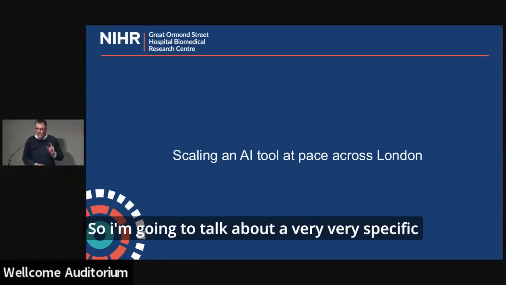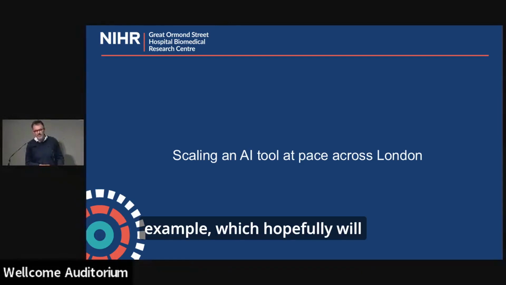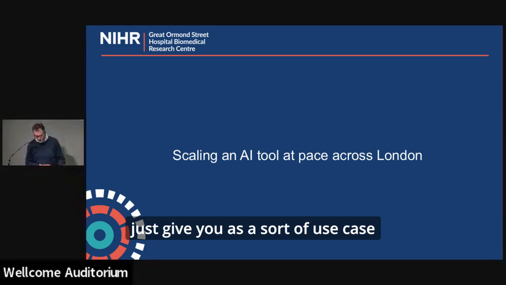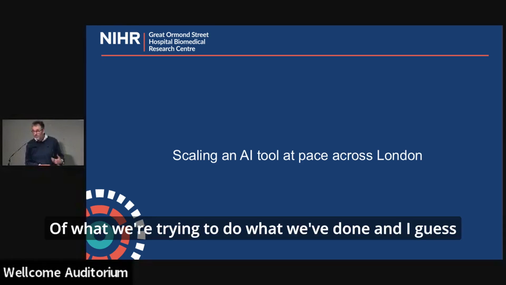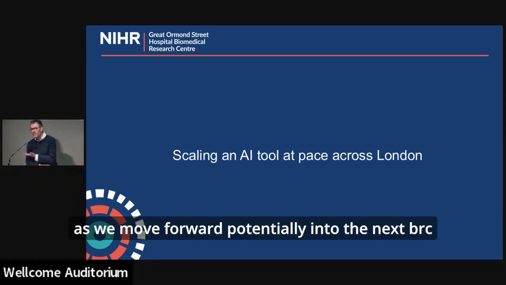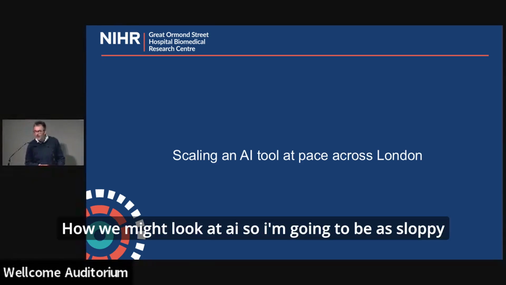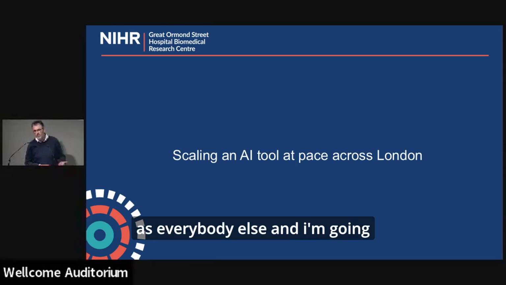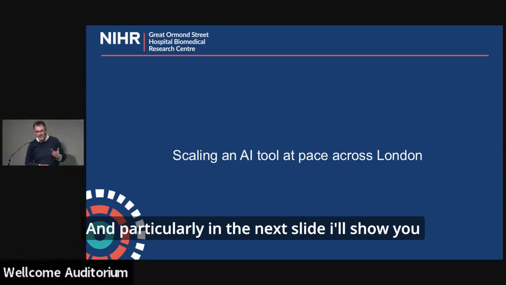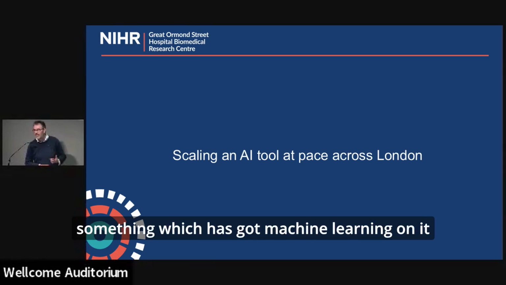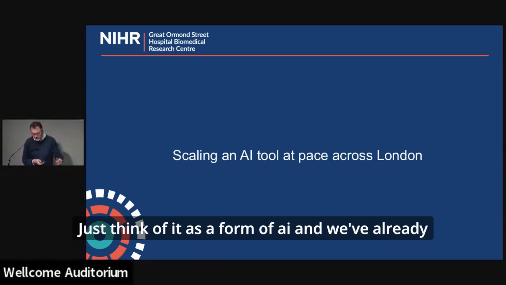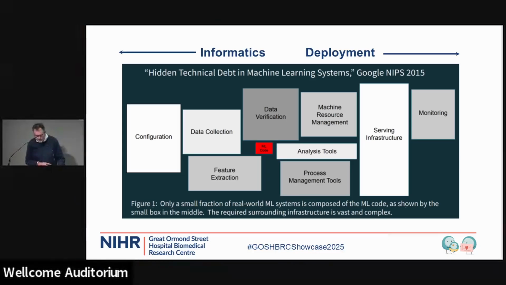I'm going to change tack now, so I'm going to talk about a very, very specific example, which hopefully will just give you a use case of what we're trying to do, what we've done, and I guess as we move forward, potentially into the next BRC, how we might look at AI. So I'm going to be as sloppy as everybody else, and I'm going to use it in a very generic term. And particularly in the next slide, I'll show you something which has got machine learning on it. Just think of it as a form of AI, and we've already heard about computer vision today.